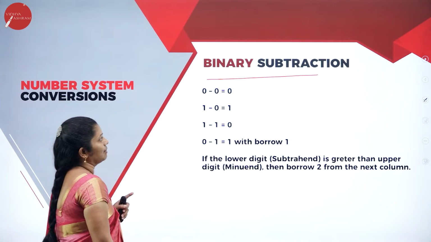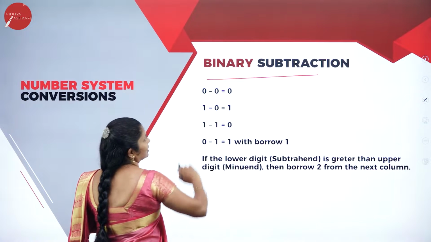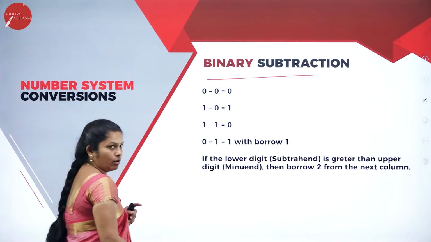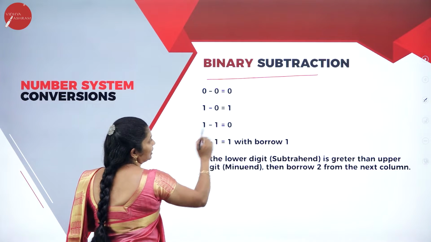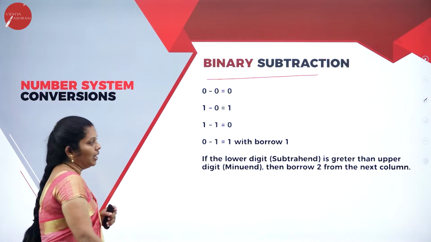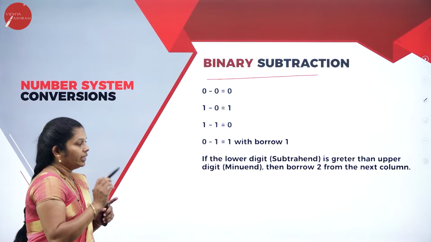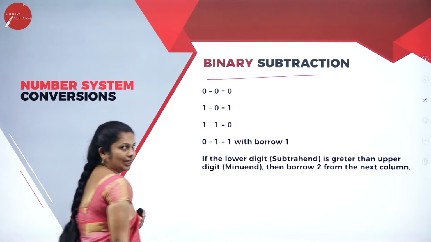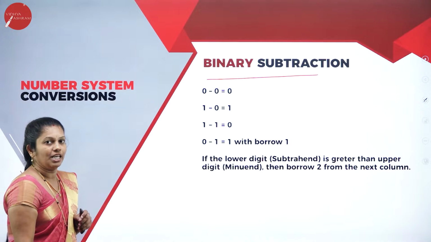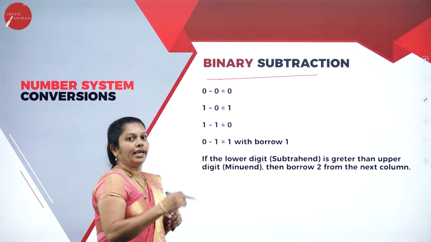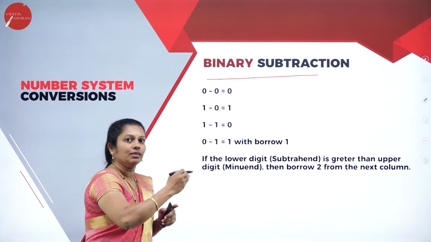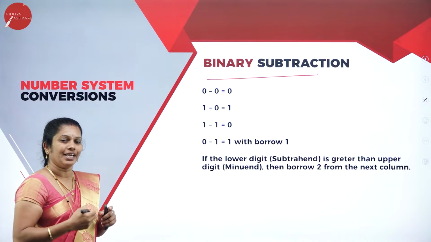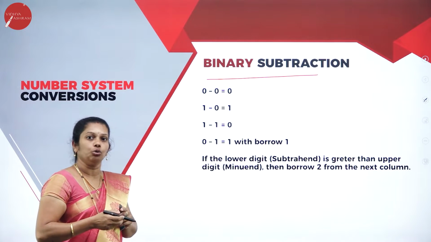But in binary subtraction, 0 minus 0, the value is 0. 1 minus 0, the value is 1. 1 minus 1, the value is 0. But 0 minus 1, in that case, the output is 1 with borrow 1. Whereas in decimal numbers, what happens? If I take borrow from the neighboring one, then that borrow represents 10. Whereas here, in binary numbers, if I take one borrow, then that represents 2.